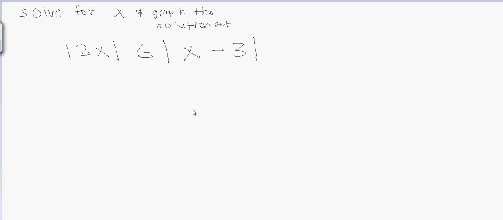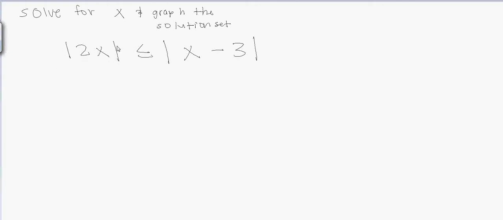Alright, in this example, we want to solve for x and graph the solution set of x. Now we have an inequality with two absolute values on both sides, and that might be tricky for some people, so you really want to be careful of this one.